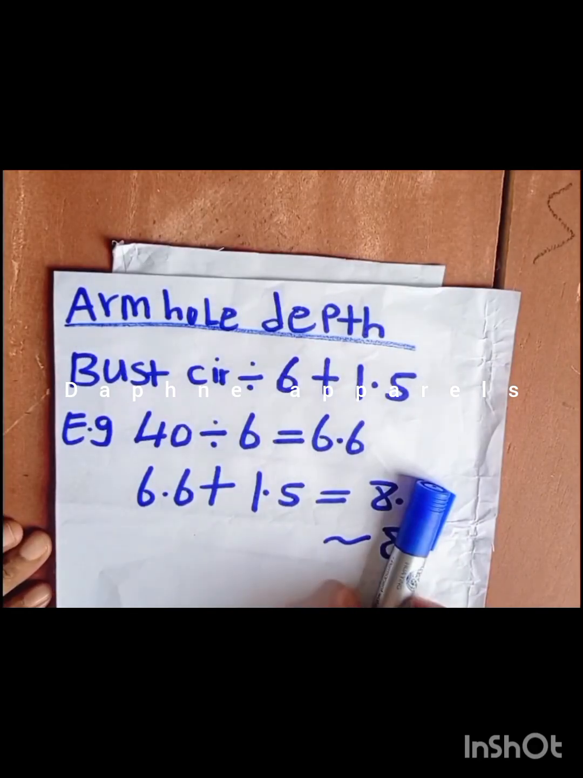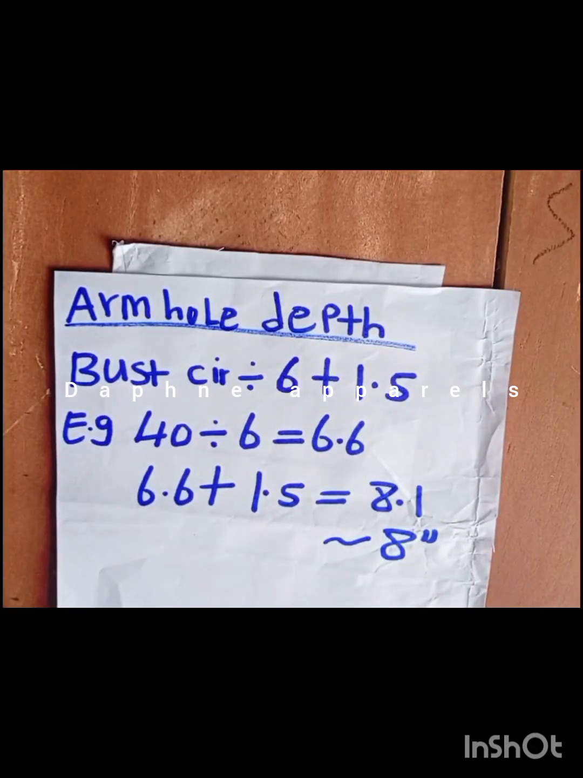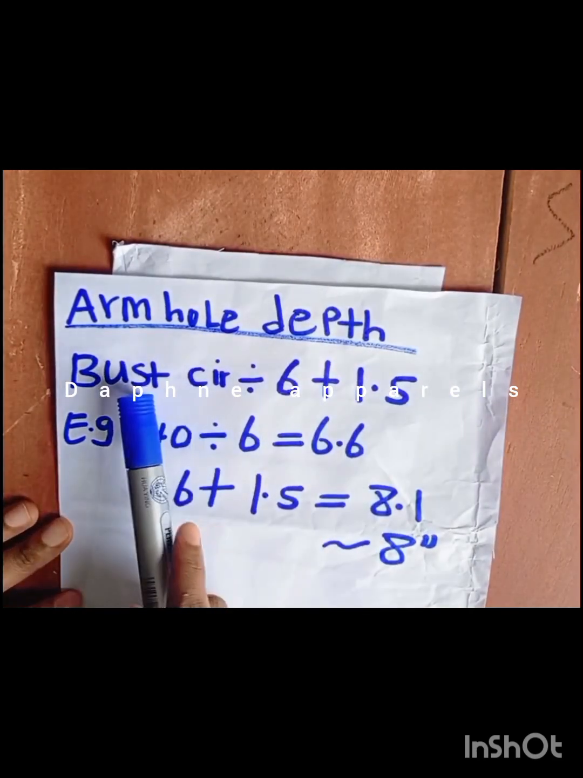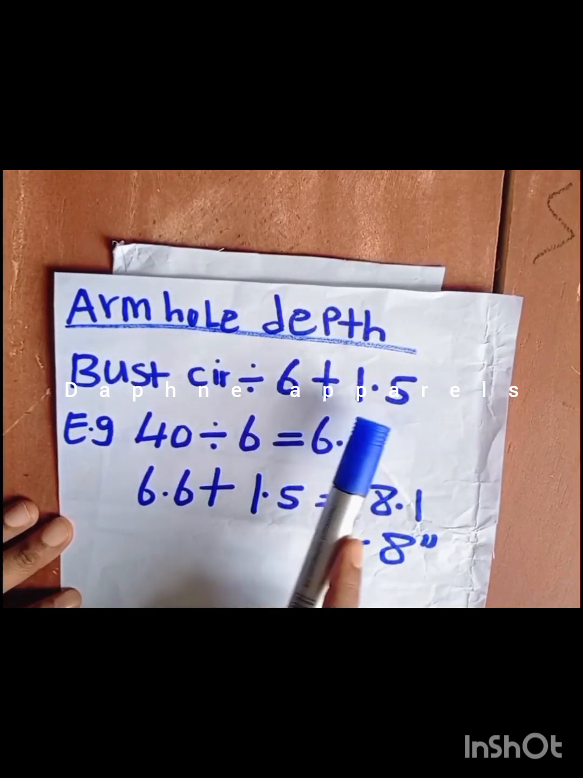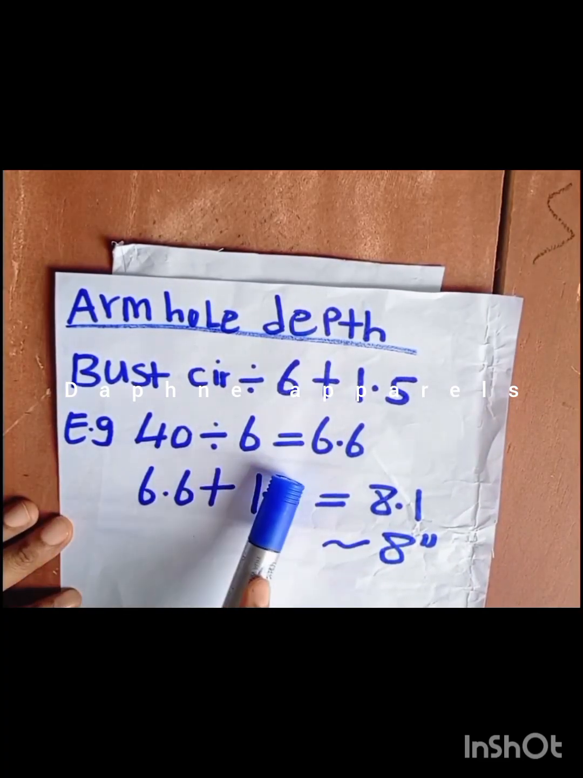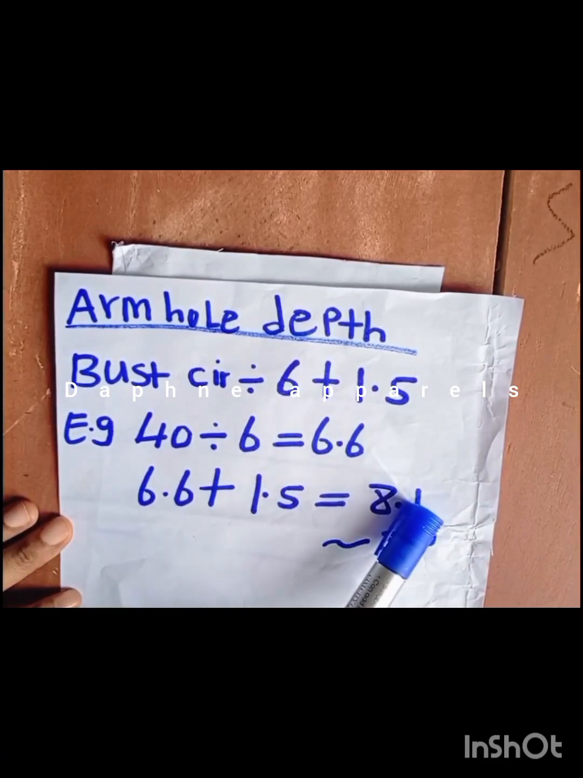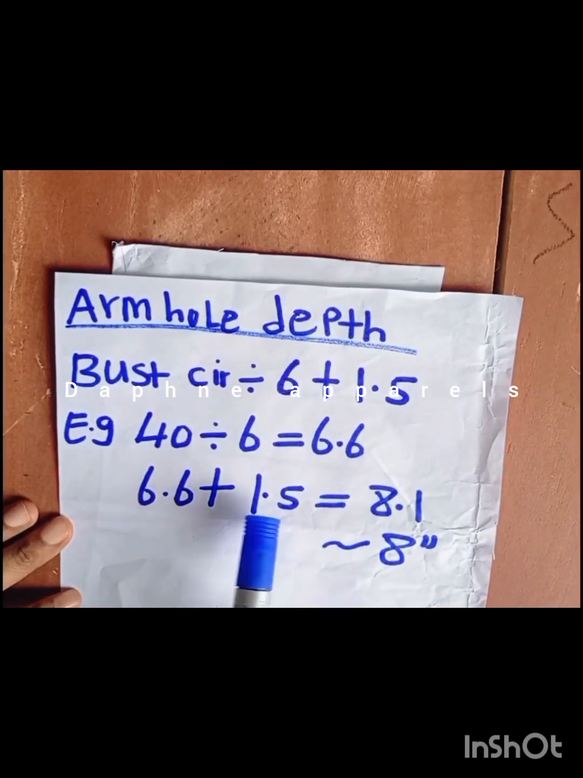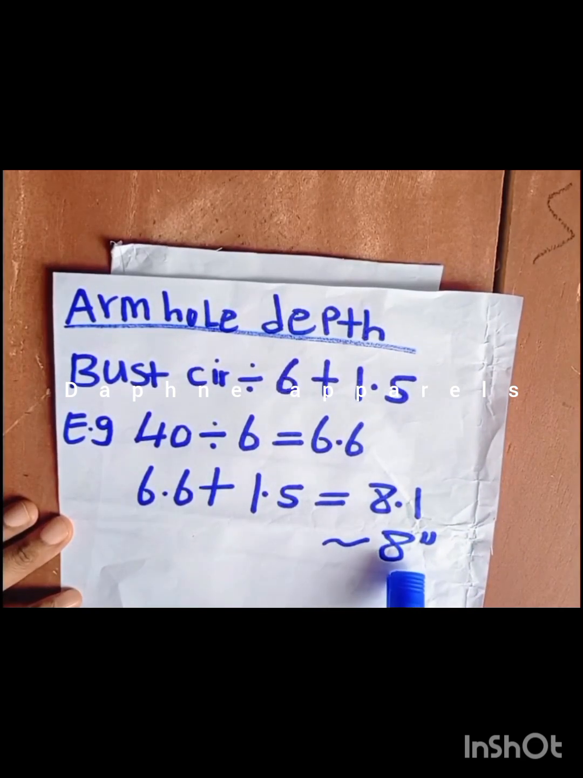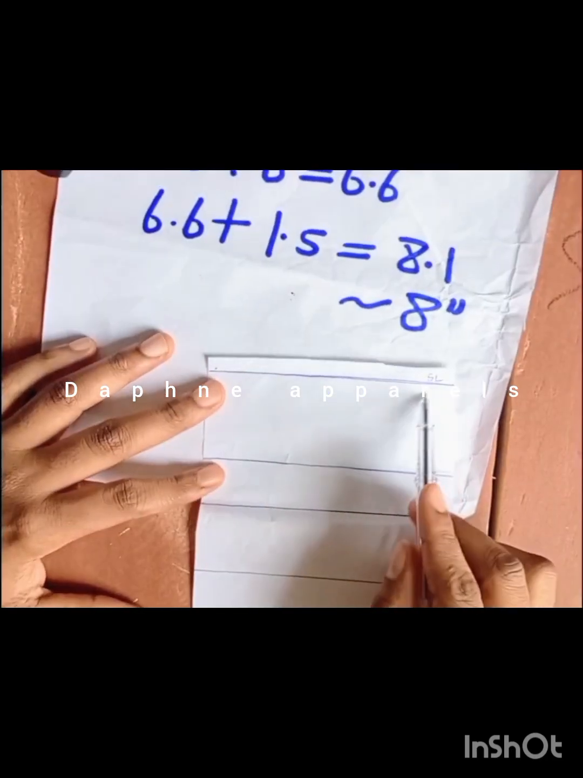The first thing we're going to look at is the armhole depth, and the formula for this is bust circumference divided by 6 plus 1.5. For example, someone with bust 40 divided by 6, it will give you 6.6. 6.6 plus 1.5, it will give you 8.1, approximately 8 inches.